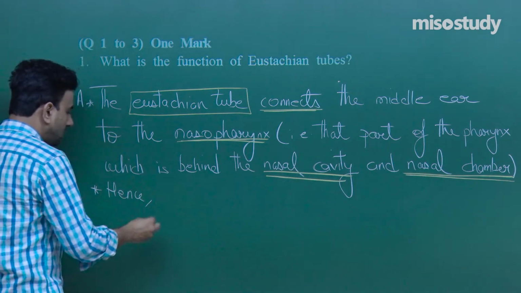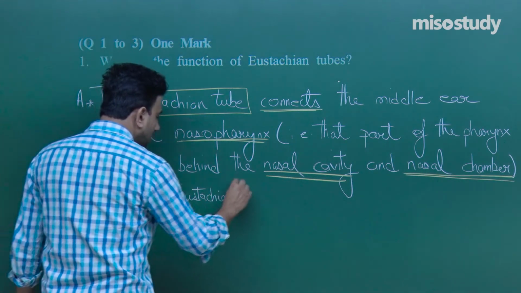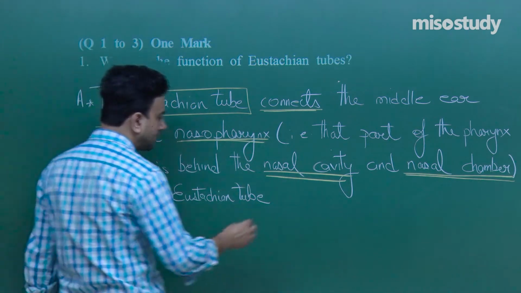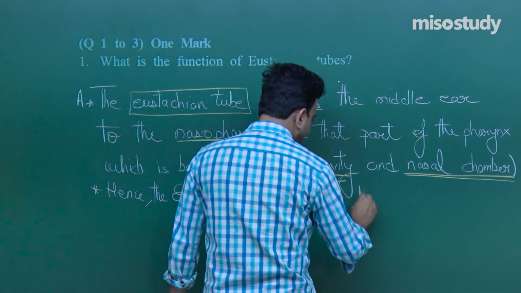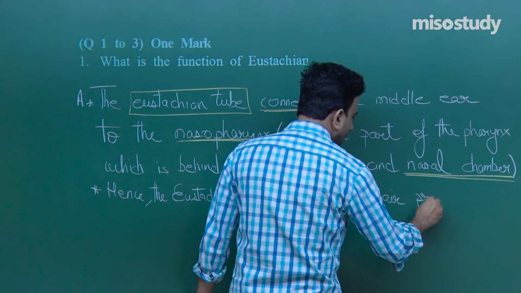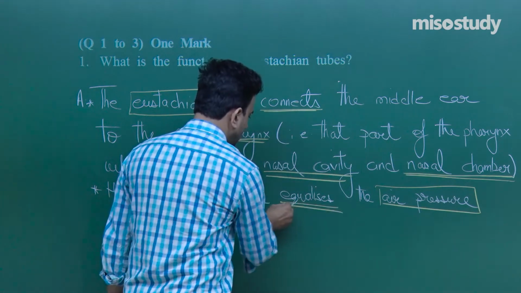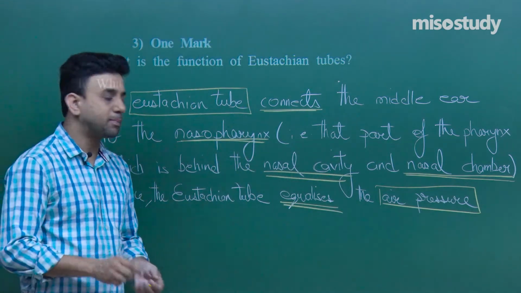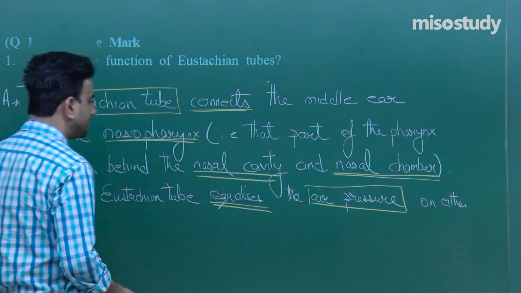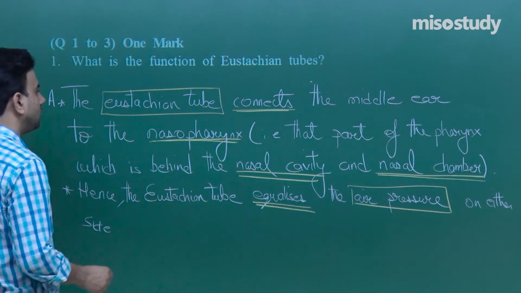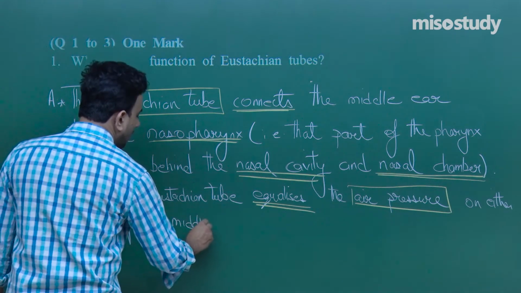Hence, the eustachian tube equalizes the air pressure on either side of the middle ear. So this is the function of the eustachian tube.